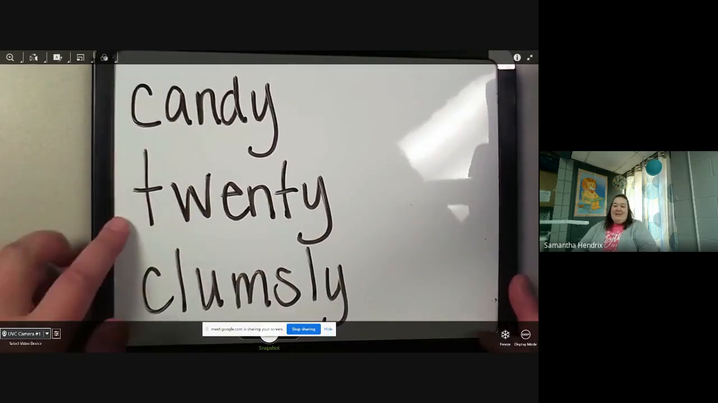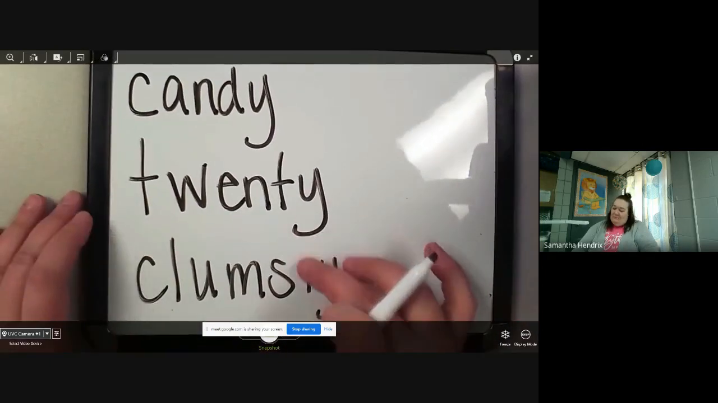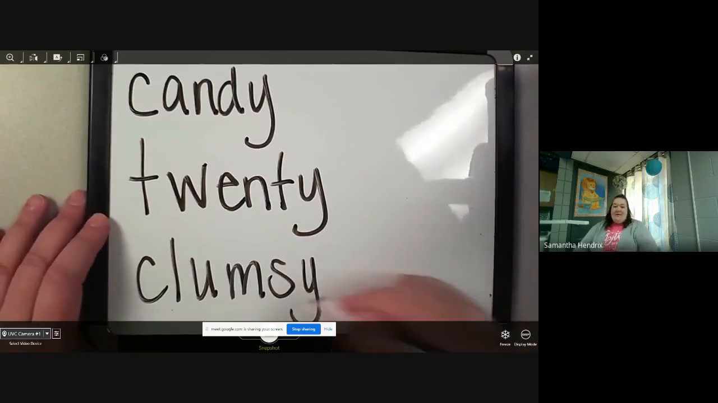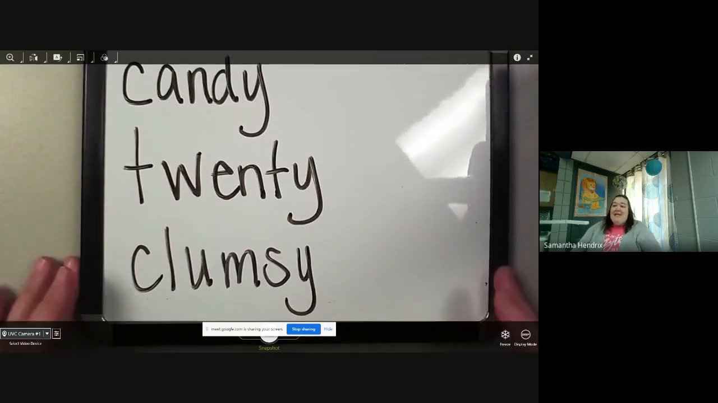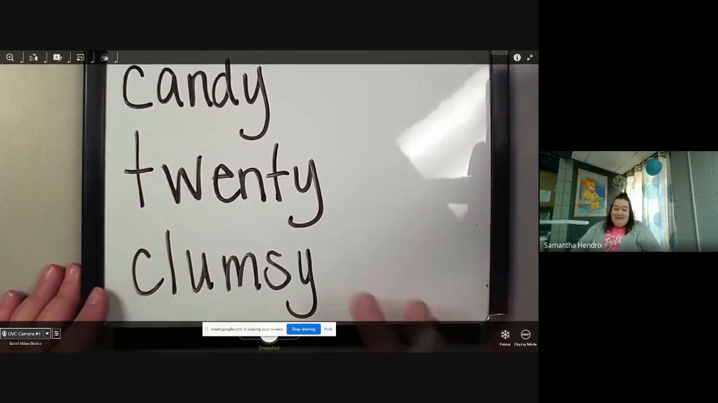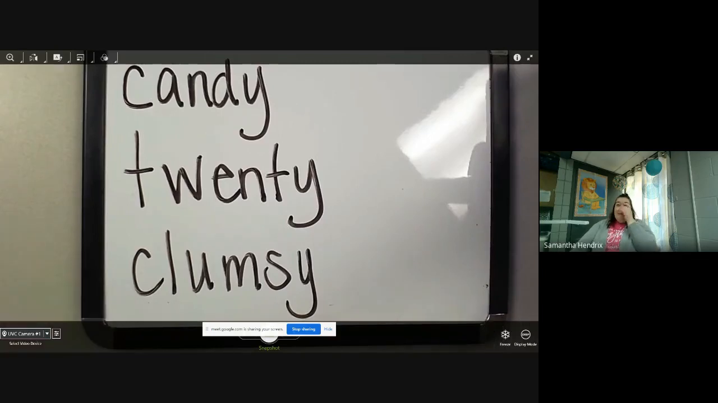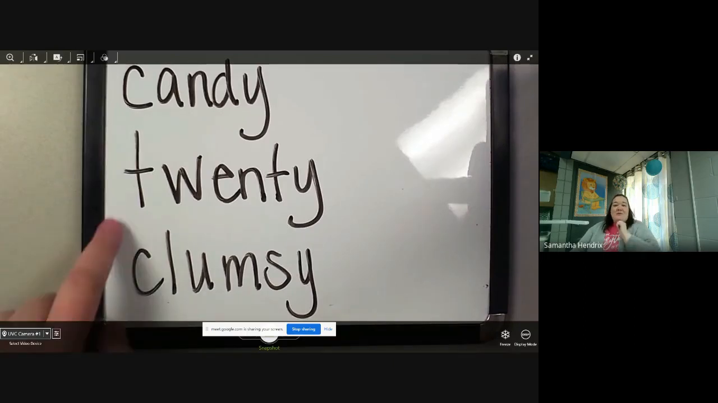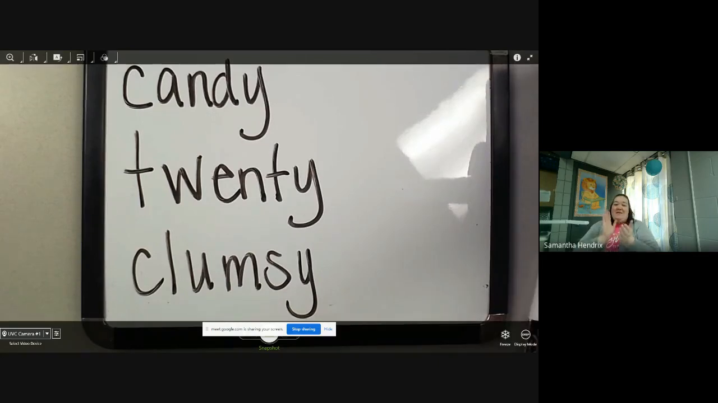Candy, twenty, clumsy. There we go. What's making the E sound? It's a Y. Oh no. Okay, so yesterday we were working with one syllable. Fly, shy, sly, cry. How many syllables do these have? Candy, twenty, clumsy. They all have 2. They all have more than 1. Okay?